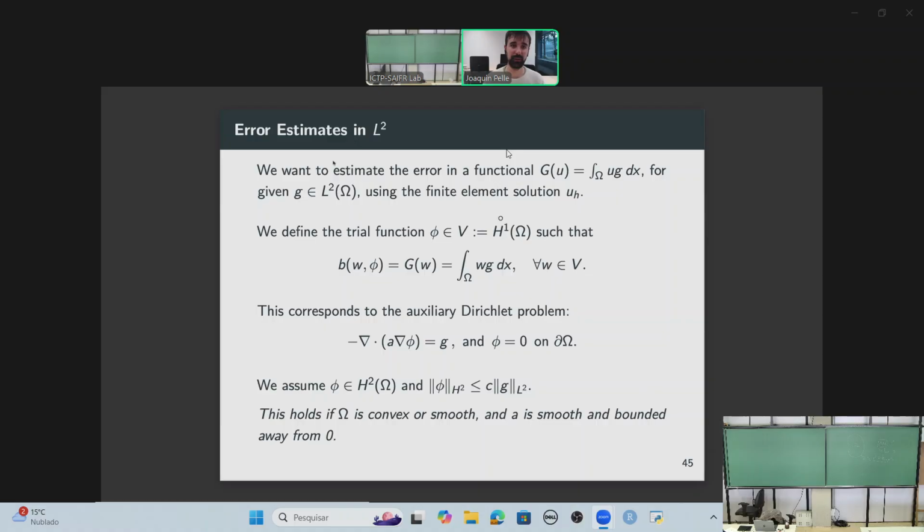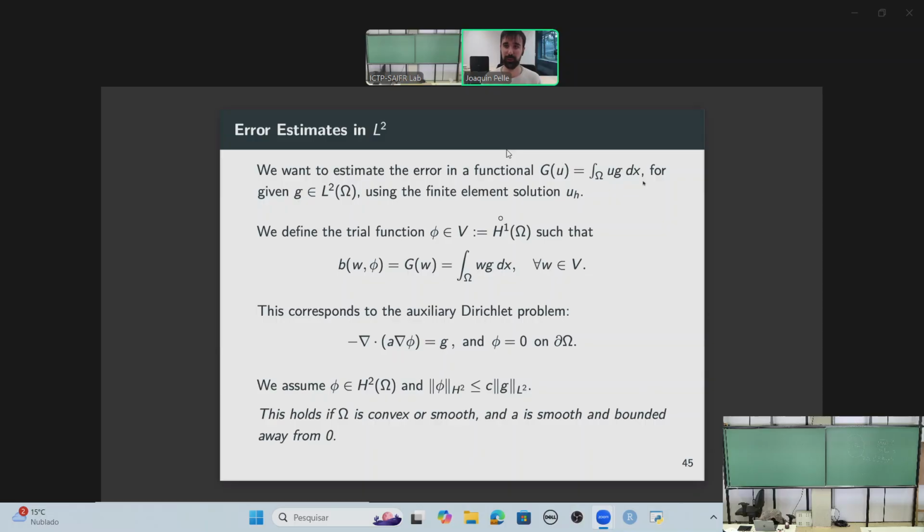Finally, we want to do some estimates now in the L2 norm. In particular, we want to know how a certain functional can be approximated by the finite element solution. So for example, let's say we have a mass distribution and we want to know the center of mass or something like that, where u is the mass distribution, and this thing will be a functional that calculates the center of mass, in particular where g here would be x, that would allow us to calculate the center of mass.